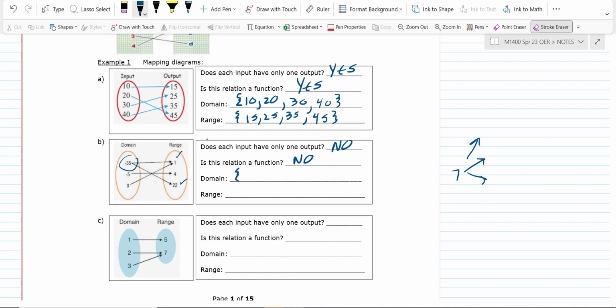Okay, the domain, again, is the set of all the x values or the inputs. So that's negative 35, negative 5, 0. The range is the set of all y values or outputs. So that's 1, 4, 22.